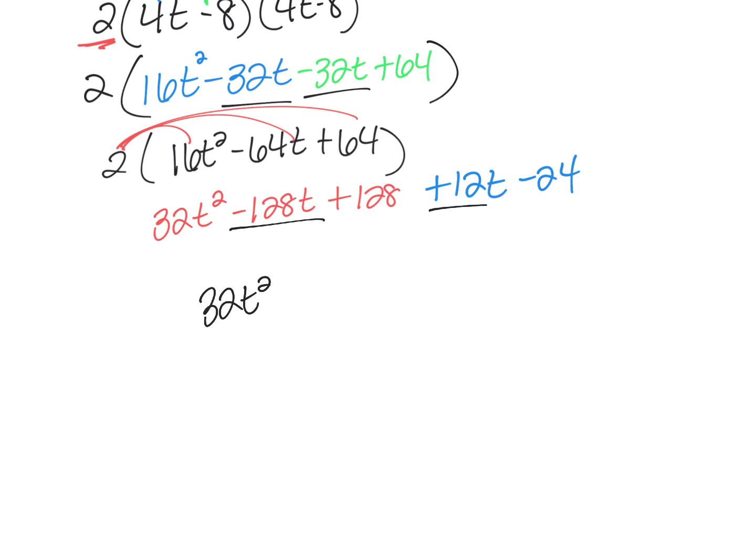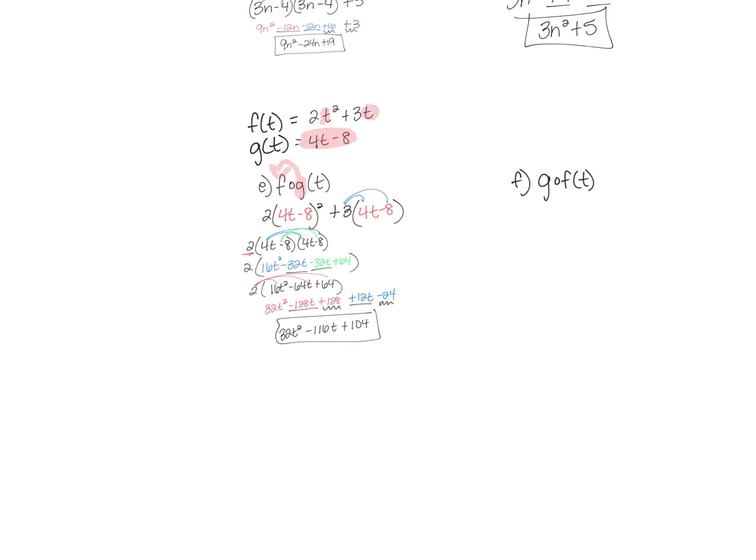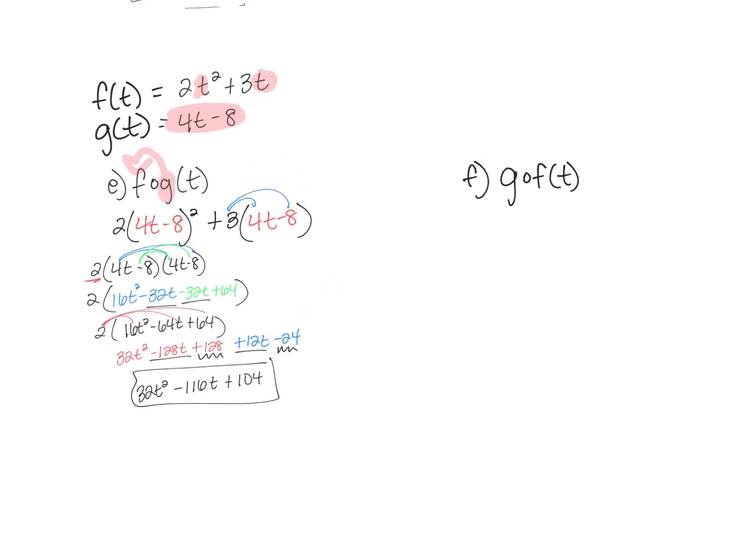What would that be? Negative 116, I believe. Yeah. t. And then I have positive 128 and negative 24, which would give me positive 104, I believe, if I did that math in my head correctly. Okay, that is it for that problem. So let's box it, and we're done. We just have one more to go. I think this one's a little bit easier, so don't worry.